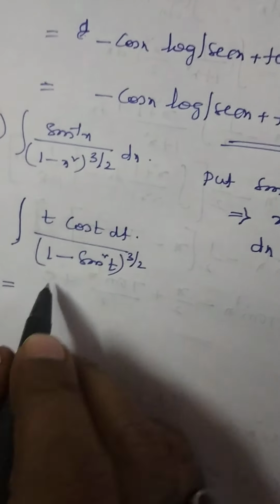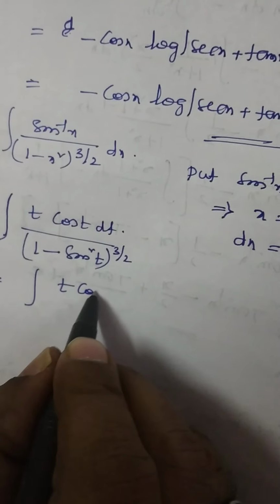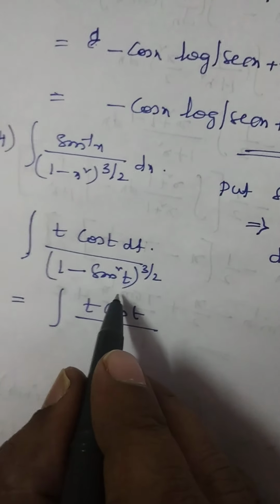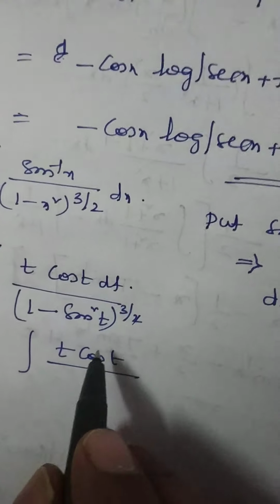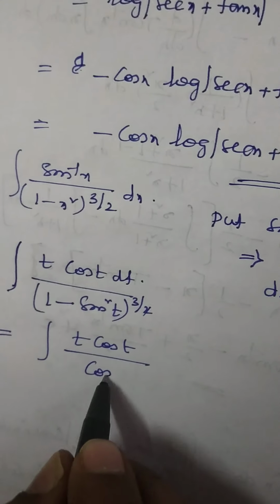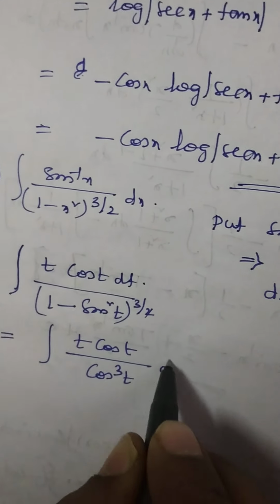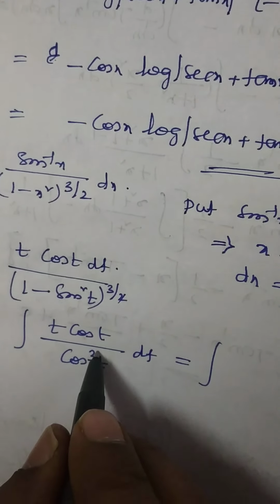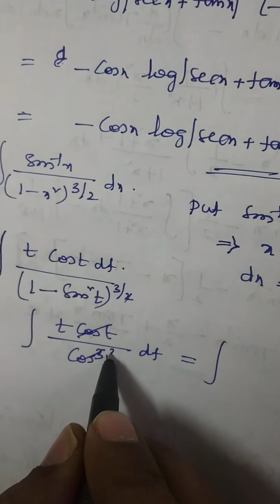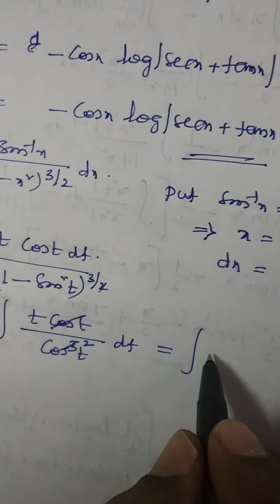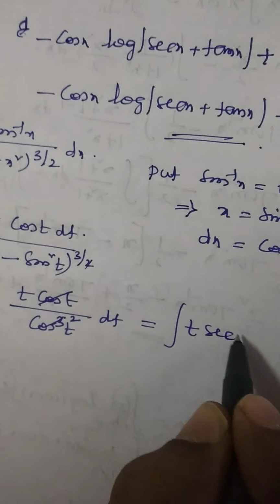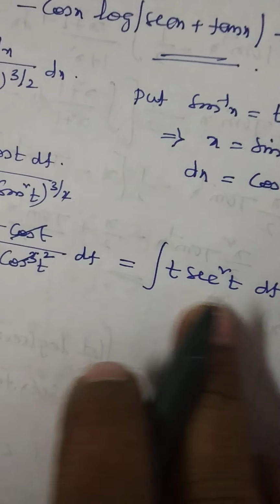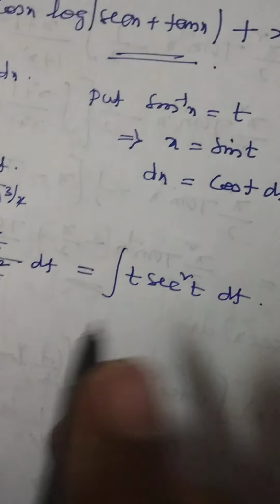So this is equal to integration of t cos t by 1 minus sin square t, which is cos square t, so that square and this square get cancelled, and we will be left with cos cube t dt. Again this cos t and the square terms get cancelled, so finally we get integration of t secant square t dt. Now again we have two functions, so we can apply by parts.